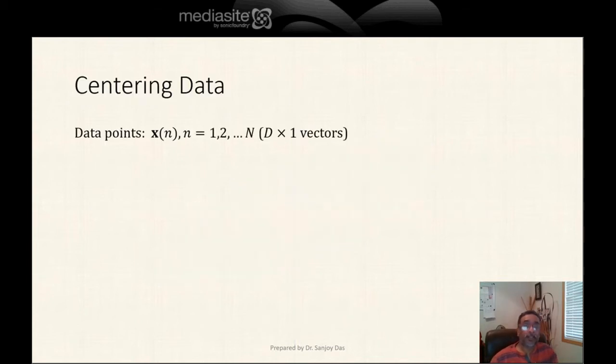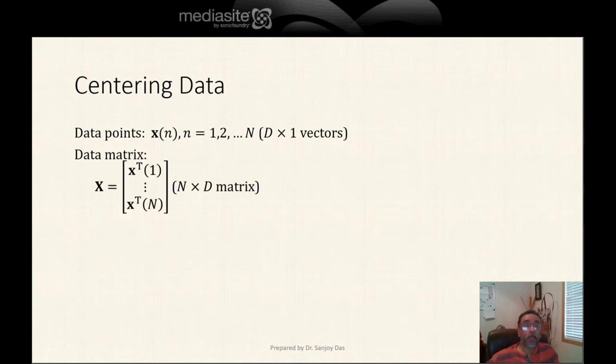So let's see how to begin. We begin by centering the data. So the data points that are provided are in this form. They're vectors in d dimensions, and we have n of these samples. This is our data, and so they are xn, where n goes from 1 through uppercase N.